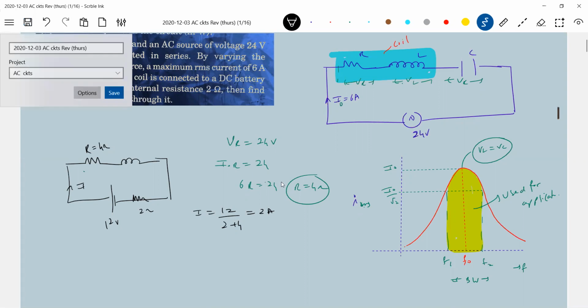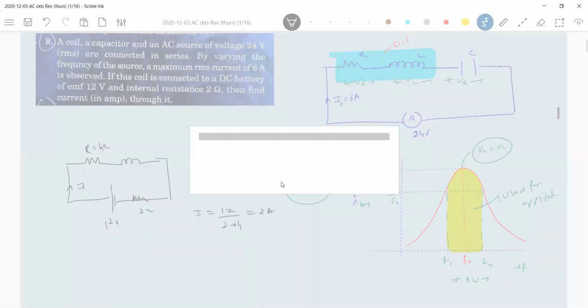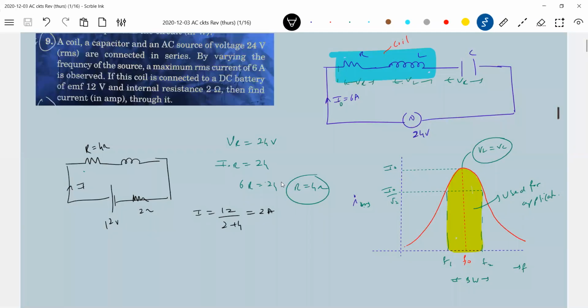So the coil will have resistance. Zero internal resistance is not possible. A coil must have a resistance. Some of the books don't mention this. It is understood that the coil will have a resistance. You should be alert to some data.